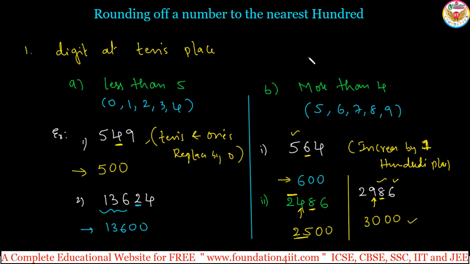This is the rounding of a number to the nearest 100. The same rule can be applied to any number. Observe the tens place. If it is less than 5, directly replace the tens and units places by zeros. If it is more than 4, increase the hundreds place by 1, then again keep zeros at the units and tens places. Keeping zeros at the units and tens places is common. Remember that.